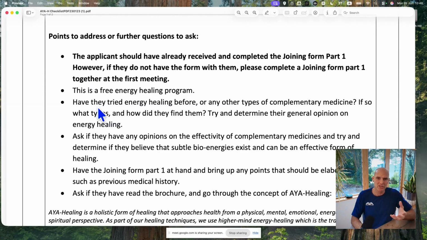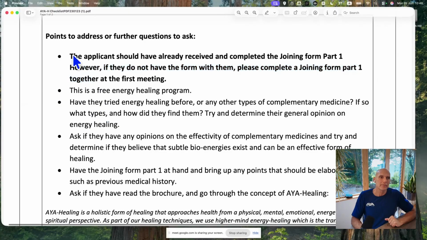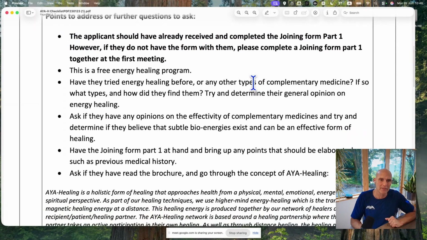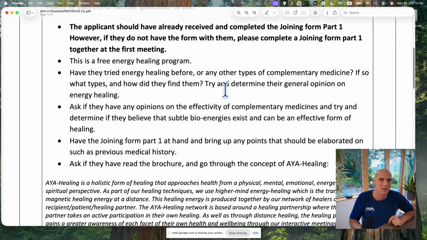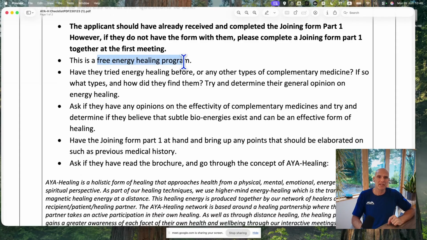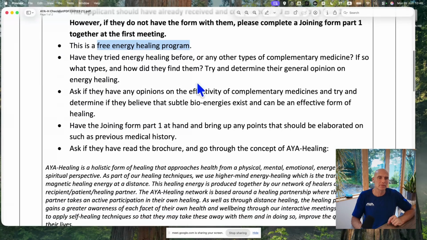judge the situation yourself. Okay, the applicant should have already received and completed joining form part 1. However, if they do not have the form with them, please complete a joining form part 1 together at the first meeting. So getting that joining form signed, if it's not signed already, that's a priority. Right, a free energy healing program. That's always important to say in case they don't know. They should have read it in the welcome pack, but just in case.